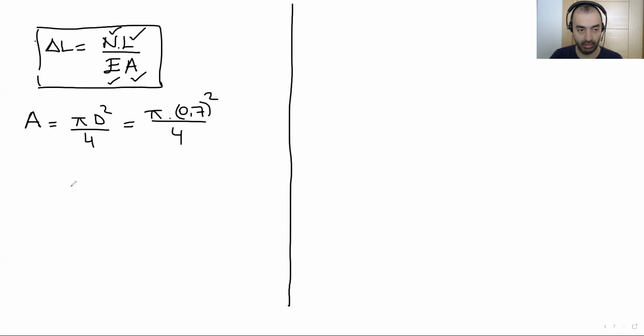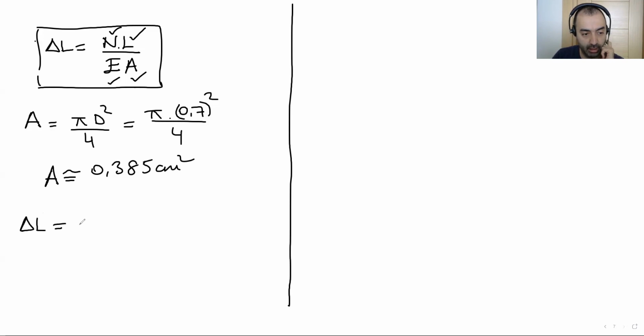The D is so close to the area. Okay. If you do this calculation, you're going to see this number. And let's write delta L, and 500 kilogram, L 9 meter.